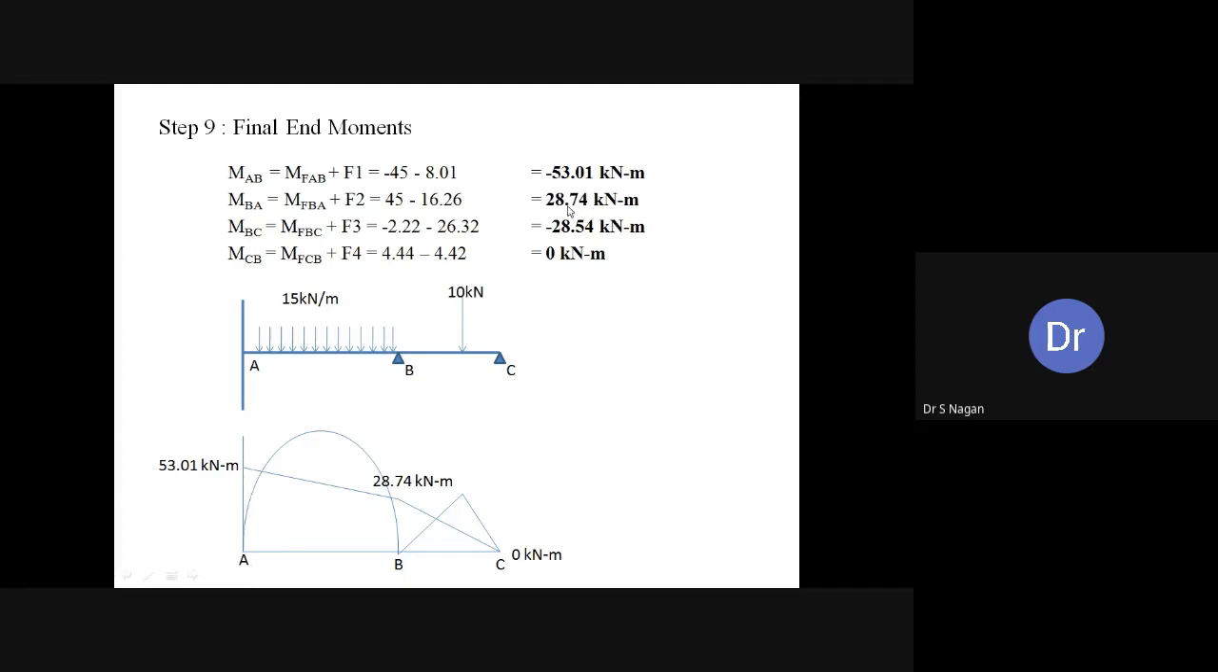Then come to 28.74 here, clockwise. So apply a clockwise moment and see. It will also go upward. Then this side, minus 28.54. So apply an anti-clockwise moment here. That will also make the beam move upward. Here it is zero. So connect these values, and you'll be getting the end moment diagram. Incorporate the free BMD, and you'll be getting the final bending moment diagram.